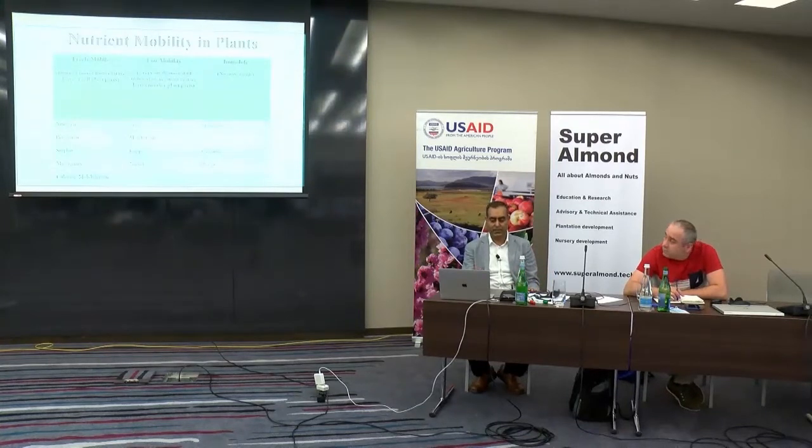So this is the chart. It can be low mobility or completely immobile or free, right? So in case of almonds, you have the immobile elements like manganese, iron, calcium, and boron. Zinc, molybdenum, copper, and nickel have low mobility.